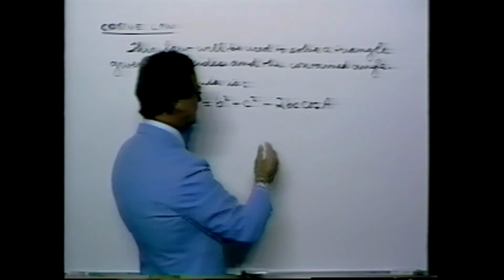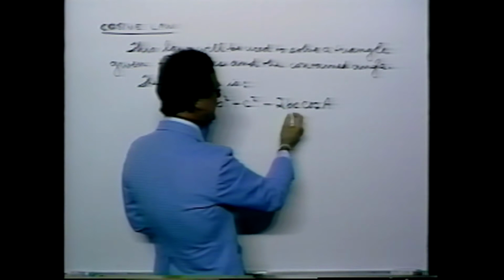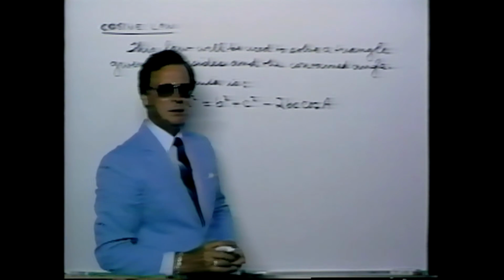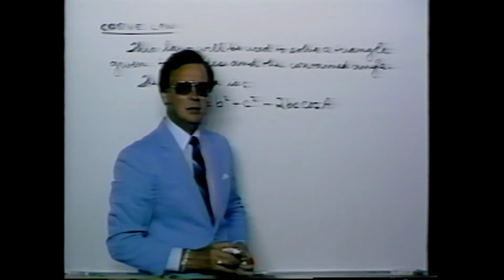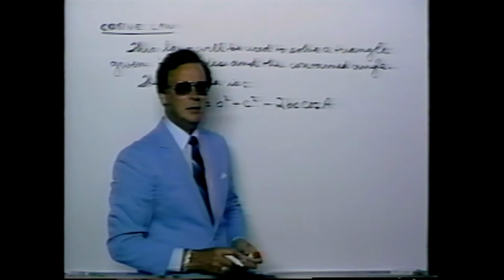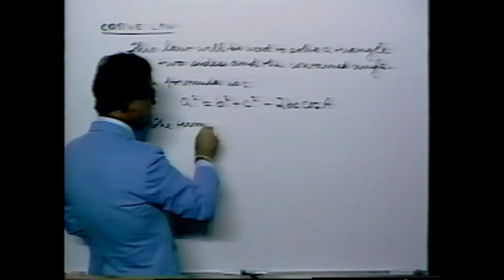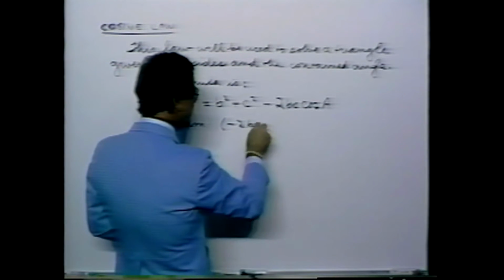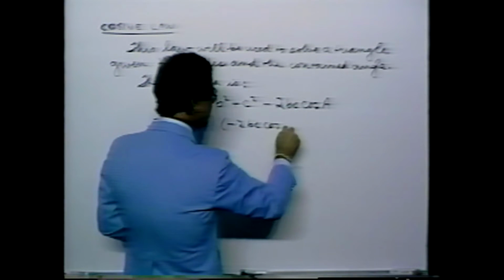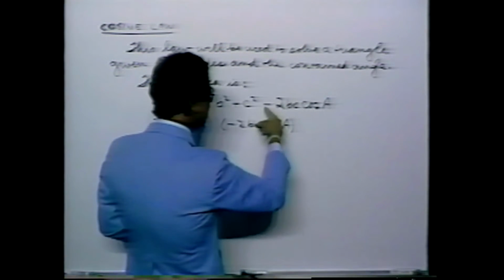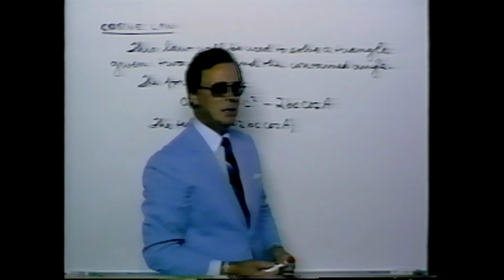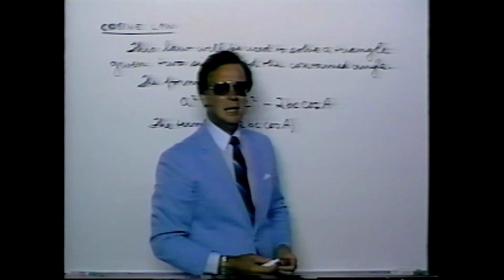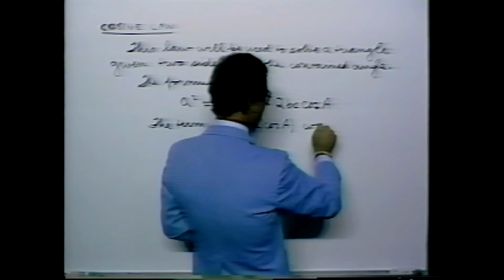Then the rest of it, minus 2bc cos A, is needed in order to deal with triangles that are not right-angled. The term negative 2bc cos A, all of that portion, may be positive or negative depending on the size of angle A.